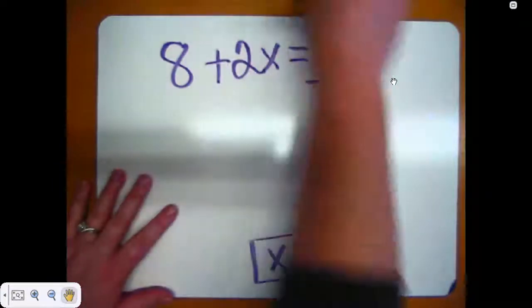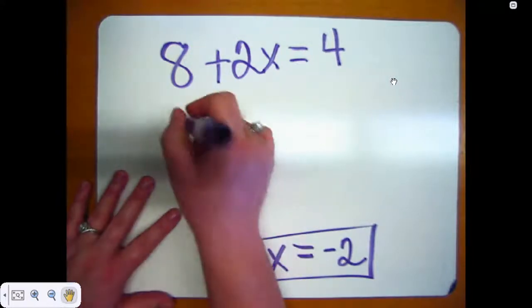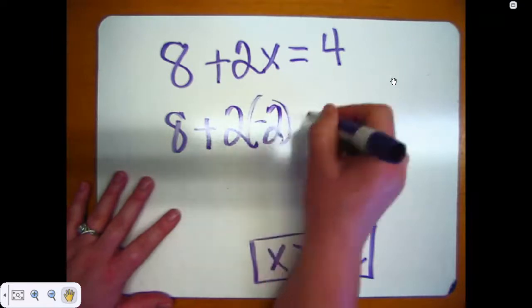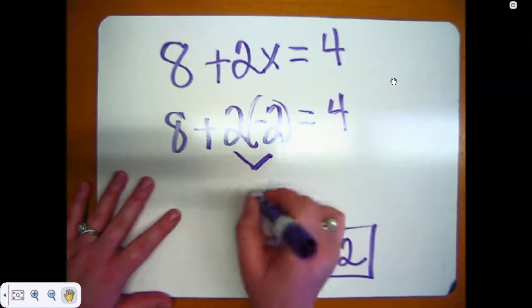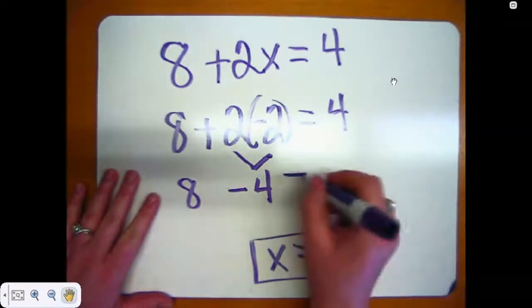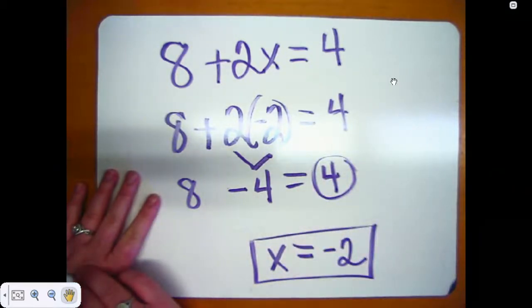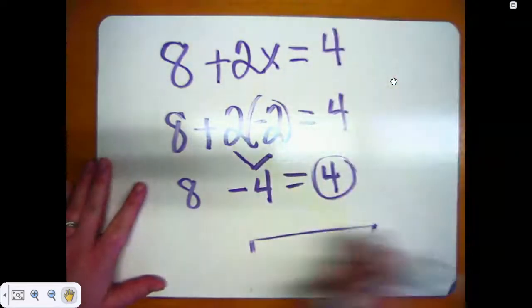So I would say, let me get rid of this too, because that's not part of the original problem. I could say 8 plus 2 times negative 2 is equal to 4. Let's see if that works. 2 times negative 2 is negative 4, and then 8 minus 4 is equal to 4, so our answer is correct. So it doesn't matter where that variable is. If you can solve for it, you can stick it in that equation and see if it works, and that'll tell you if your answer is correct.